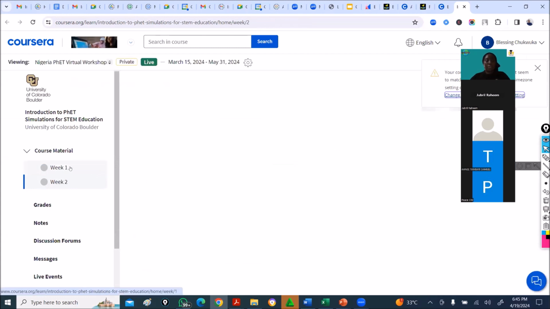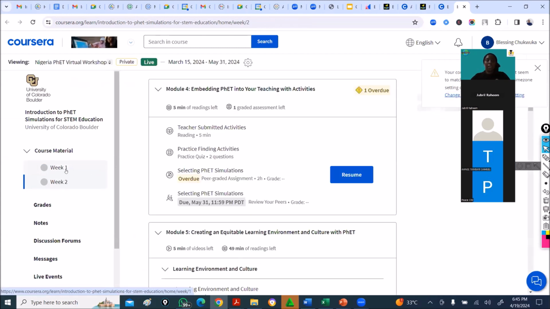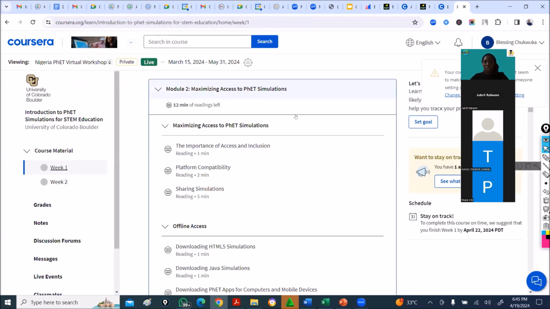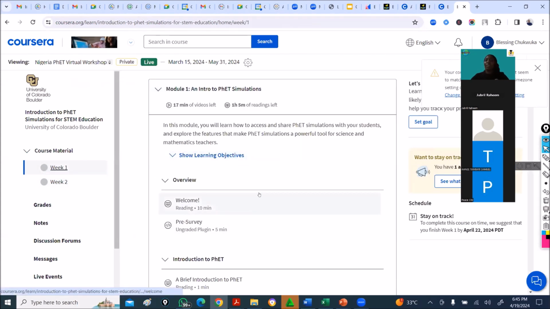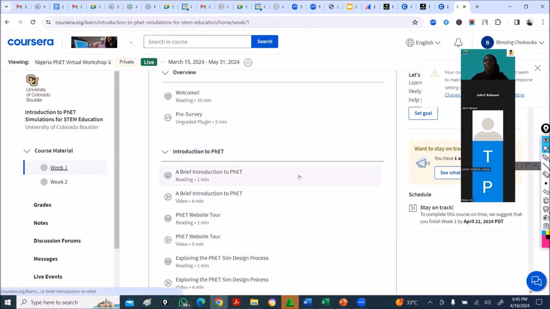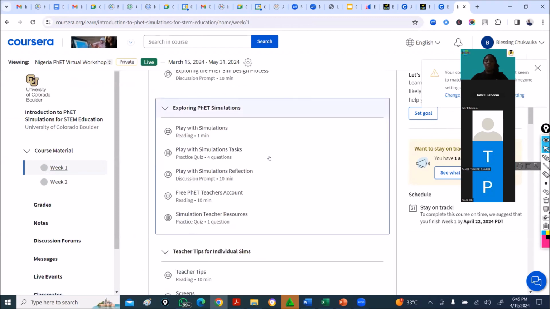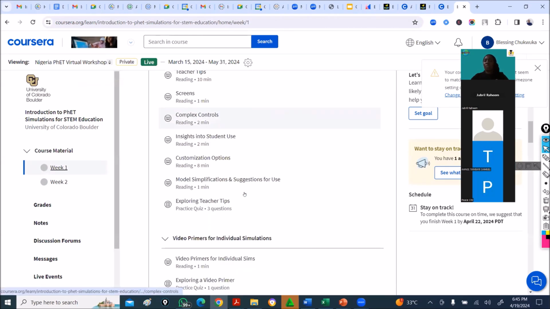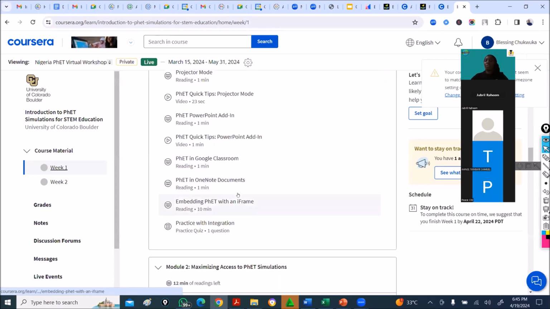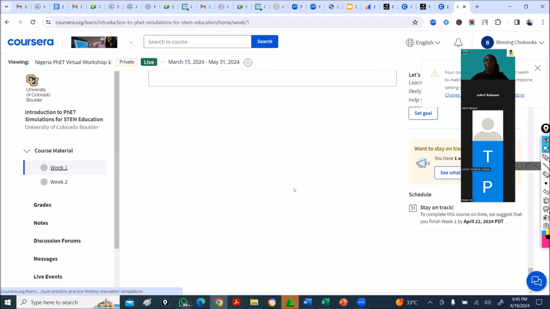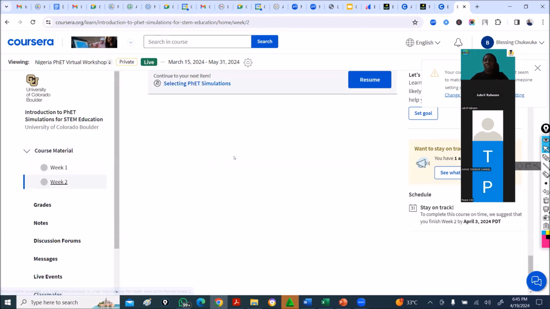So this is how the introduction will look. In the introduction, you have week 1 and week 2. You just go through everything. It's like an online LMS. Read and continue, read, continue, read each one of them. You see tags, you see quizzes, you see where you're going to submit your assignment and all that. Just follow it through. It's quite easy. Following the instructions is quite easy.